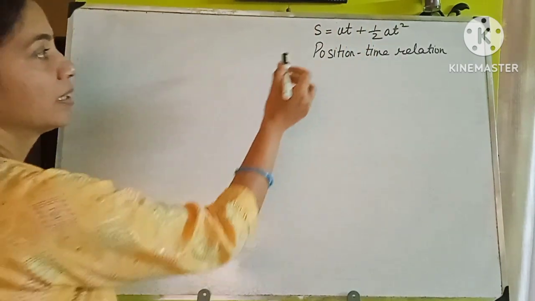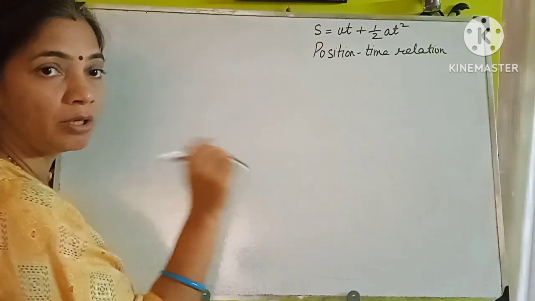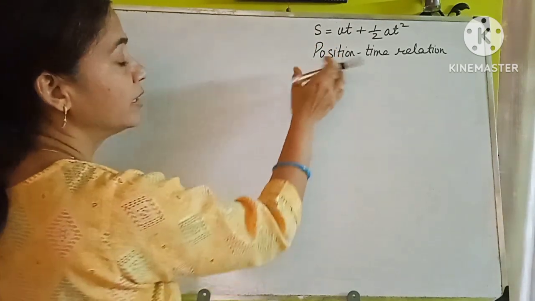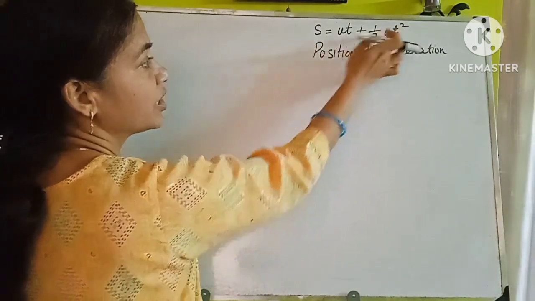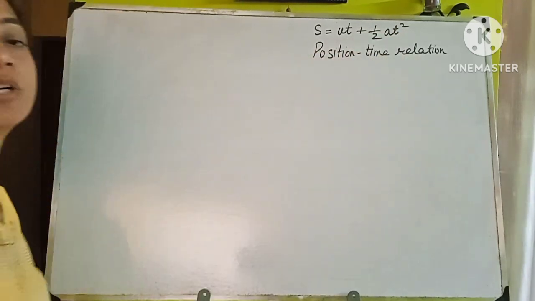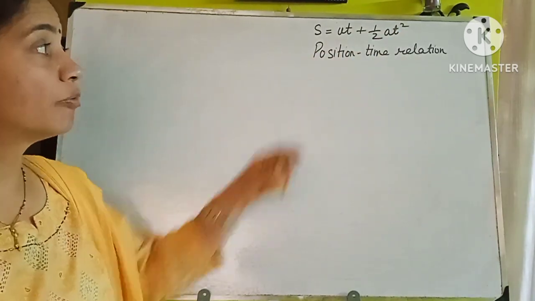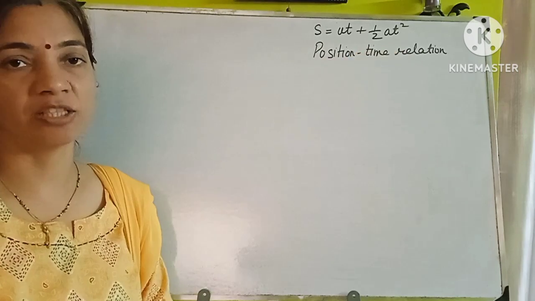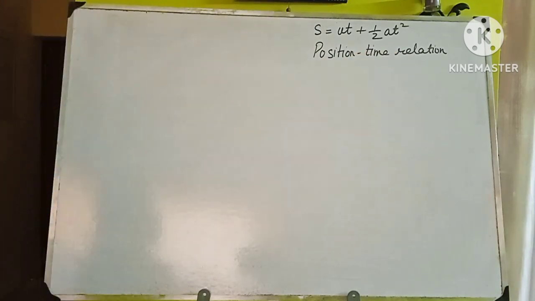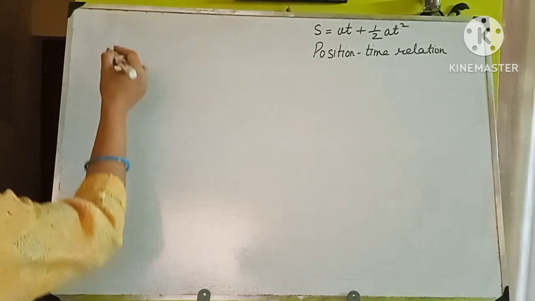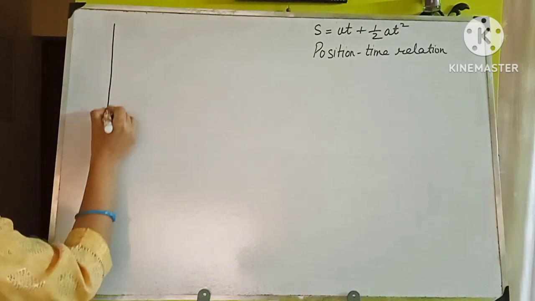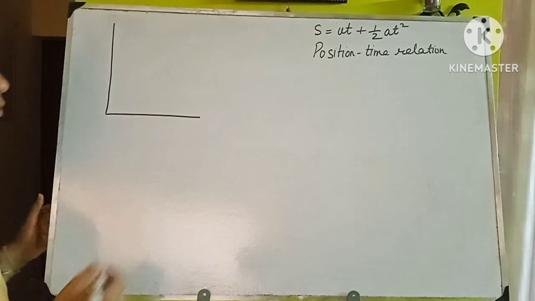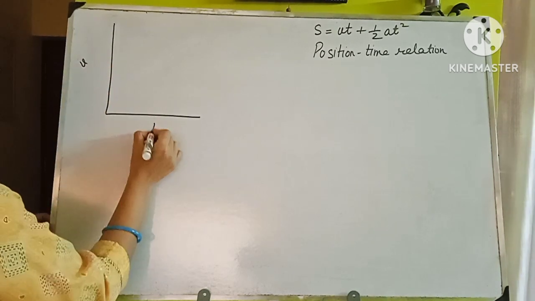Since this S gives me the position of the object at time t, this is also referred to as the position time relation. So we are going to derive the position time relation. Now children, you know that we are deriving it graphically. So let's draw the graph. We have to draw a VT graph.